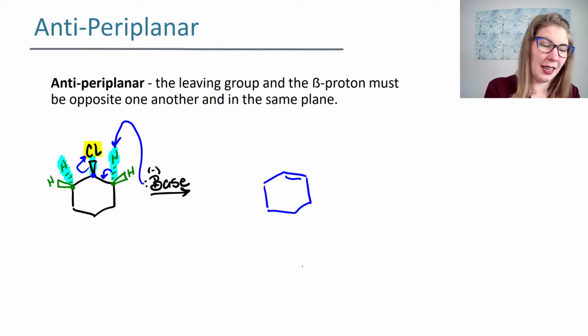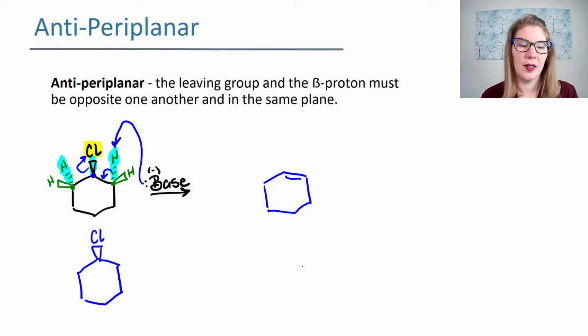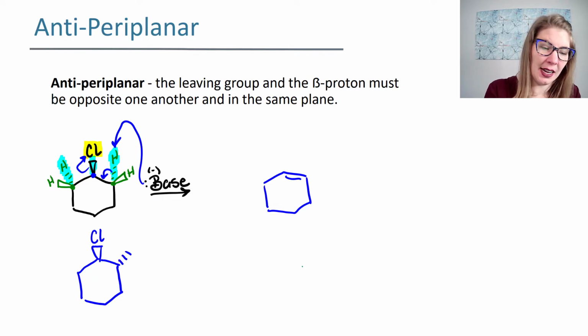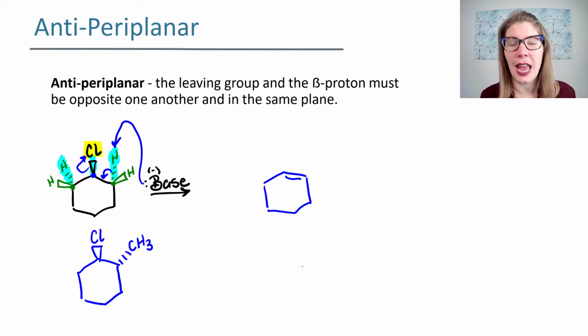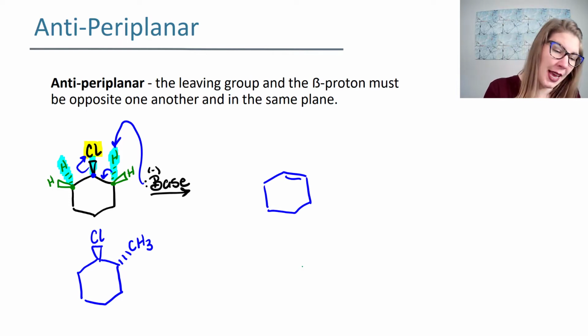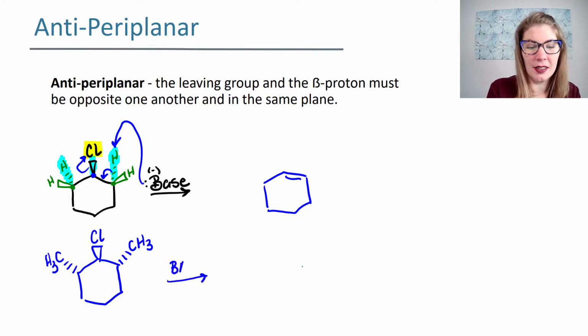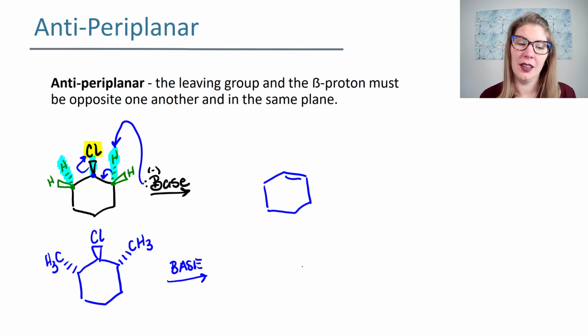Let's do a little bit of a change. Let's take the structure that we have and update it. With the chlorine being wedge, remember our beta proton needs to be dashed in order for a reaction to happen. What that means is if we had, say, a dashed methyl here, then nothing could happen at that position. If we had a dashed methyl here and we added a base, then no reaction would occur, because you must have the beta proton opposite of the leaving group.